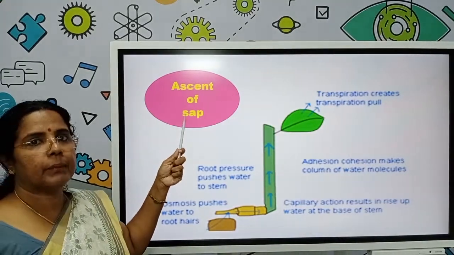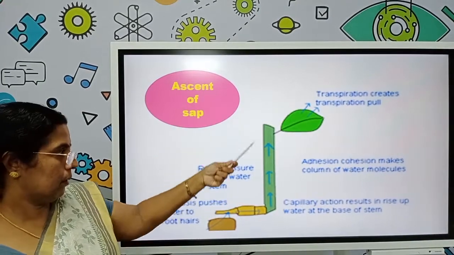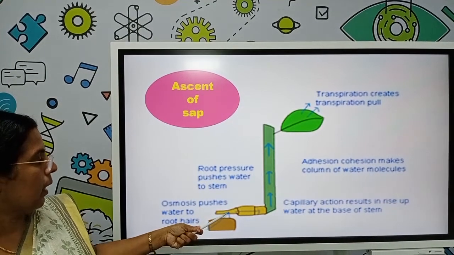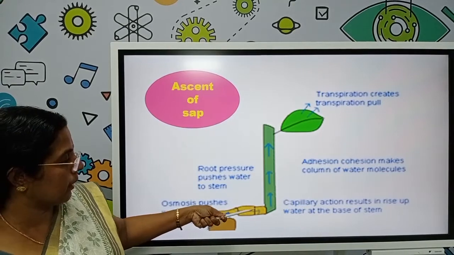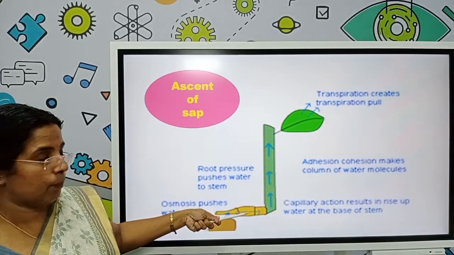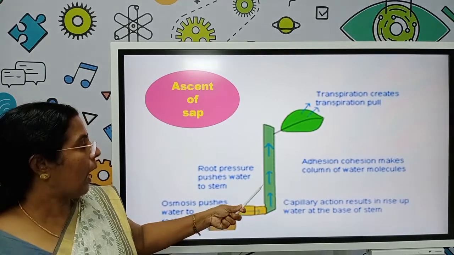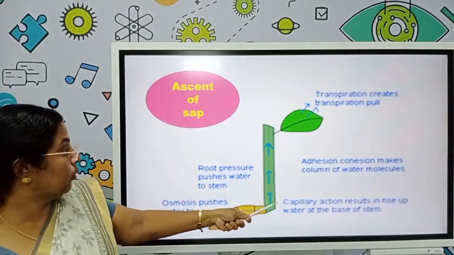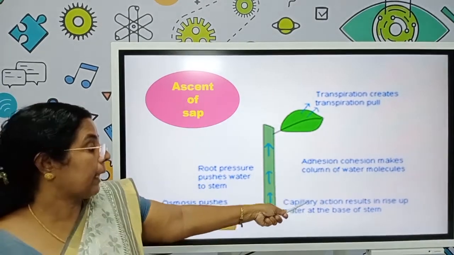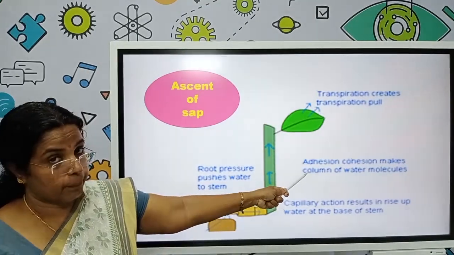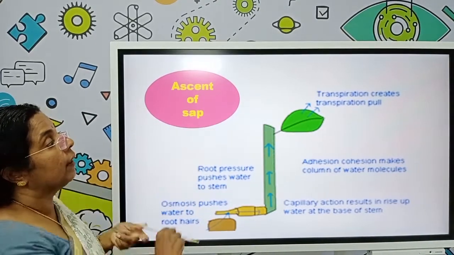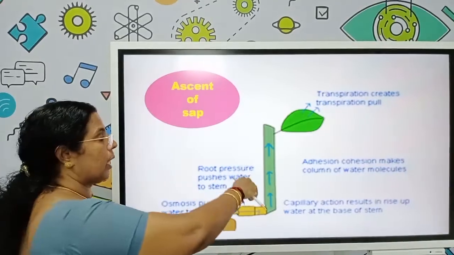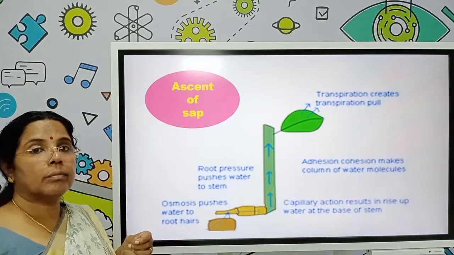Ascent of sap means the movement of water through the xylem. Here osmosis pushes water into the root hairs, so a root pressure will be developed. Then the water passes through the symplast and the apoplast pathway and reaches the xylem. In the xylem, the water is moved up due to forces like capillary action, adhesion and cohesion, and also when transpiration occurs in the leaf, it creates a pulling force and that pulls the water to that place.